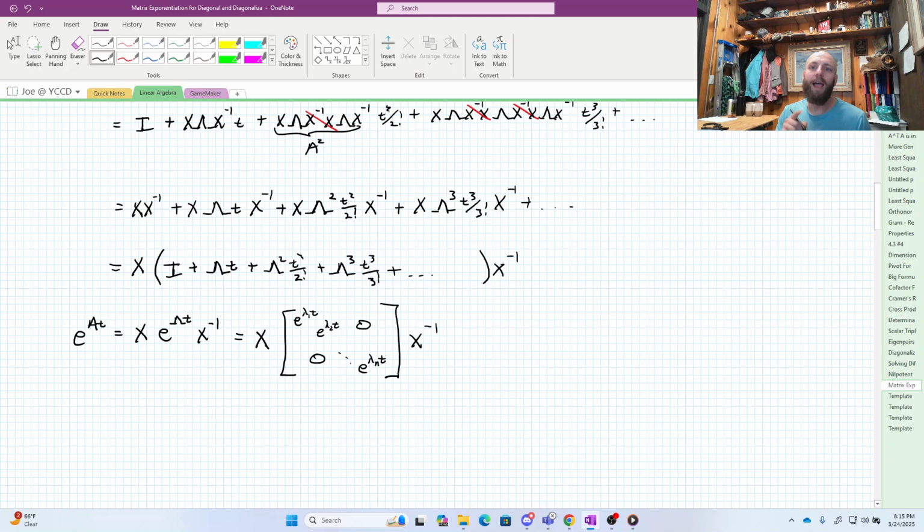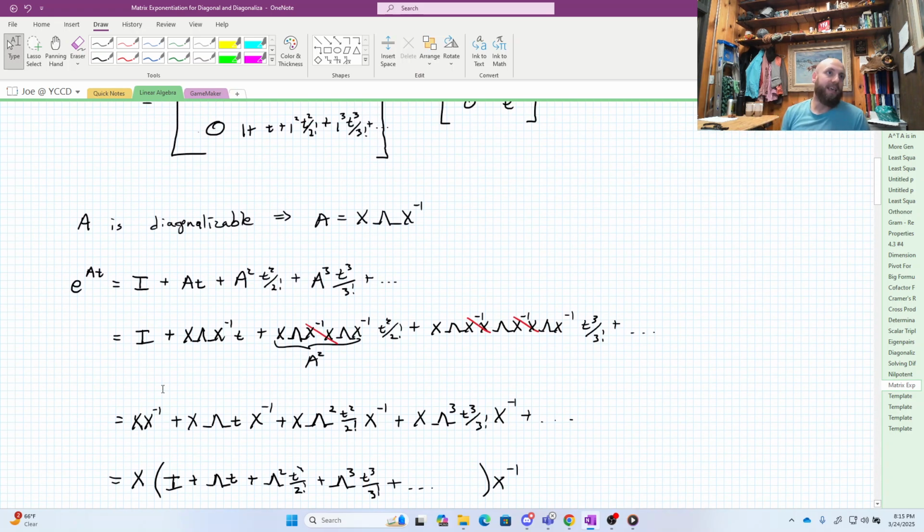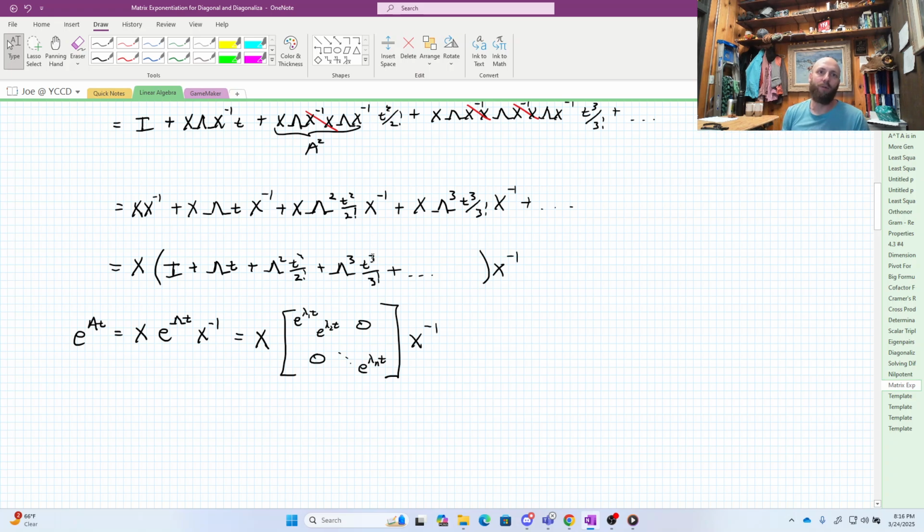Remember, though, that I need to be able to find n linearly independent eigenvectors to make this diagonalization work. It doesn't always work. It's an if, right? So if A is diagonalizable, then we can write it this way. Then we can exponentiate relatively easily. Cool? All right. I think that's what I want to say for this.